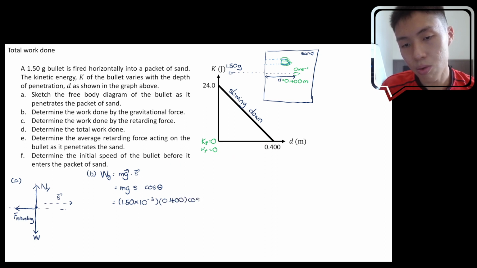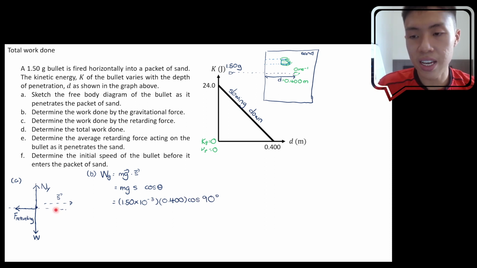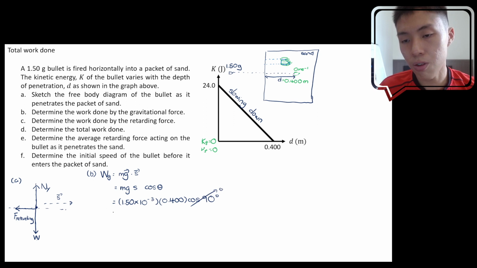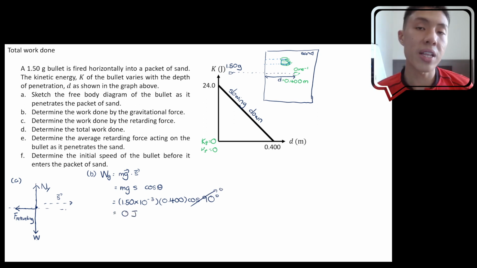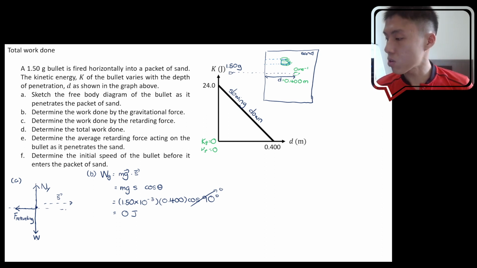And what's the angle between them? Between the weight and the displacement, it's 90 degrees as we mentioned earlier. We know that cos 90 degrees becomes 0, therefore the work done by gravity will be equal to 0 joule. So the weight is doing no work on the bullet when it is traveling into the packet of sand. Zero work done. Okay, next question.